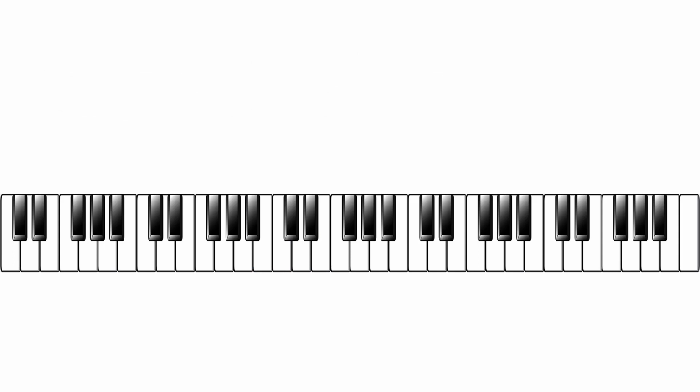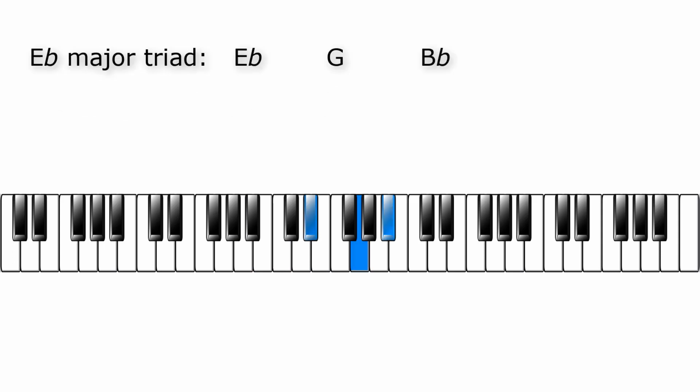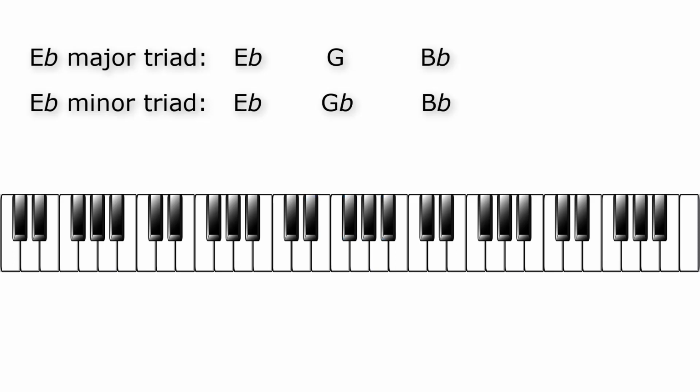The E flat major triad is E flat, G, B flat. The major third is the G. Lower it by a half tone to G flat, and you have the E flat minor triad. So that's another way to find minor triads.